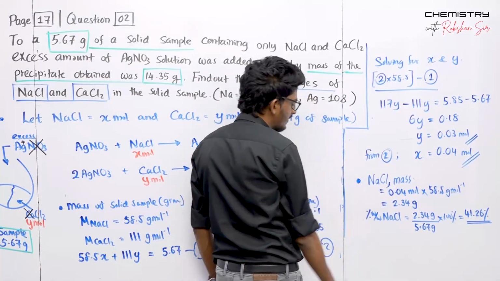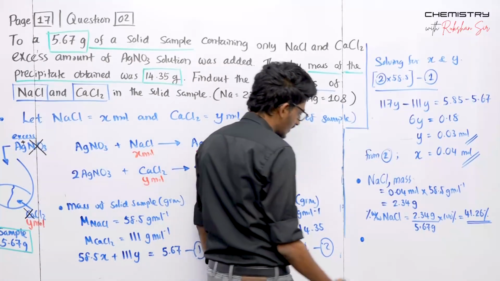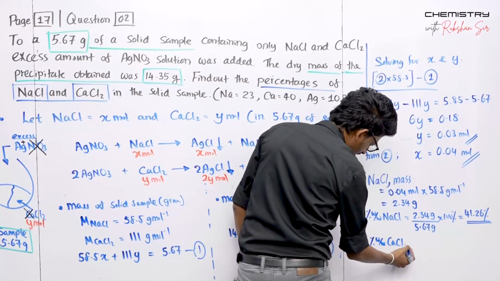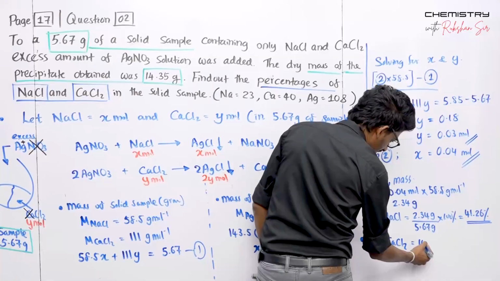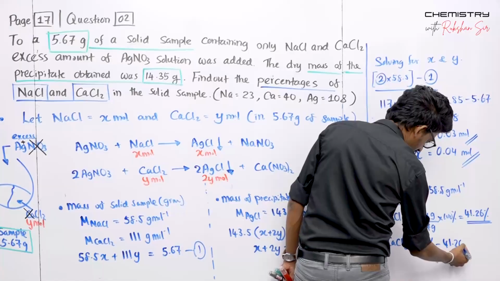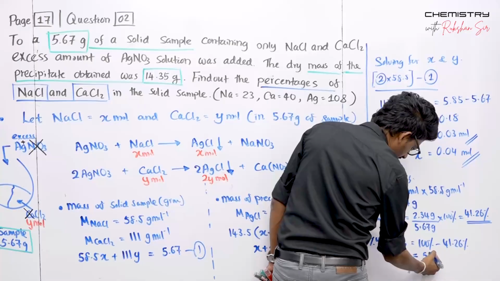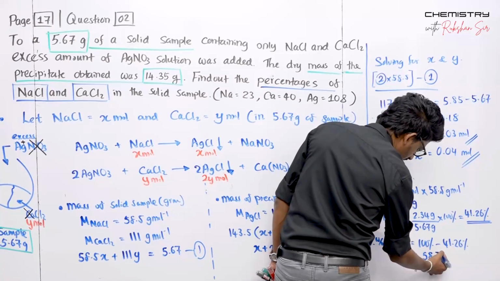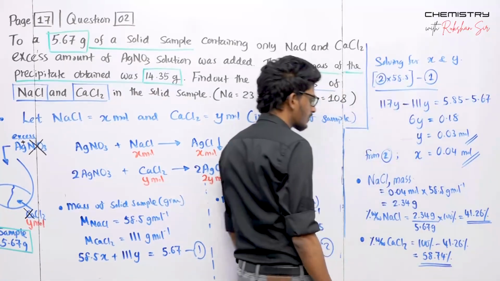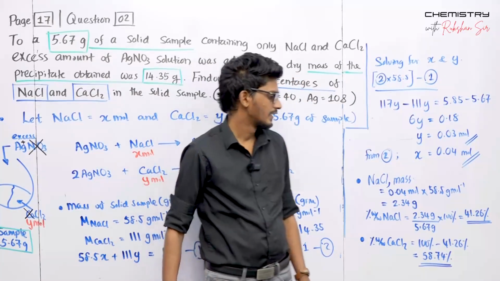As only NaCl and calcium chloride are present in the mixture, we can come up with the calcium chloride percentage as 100% minus the NaCl amount, because only those two are available. So that will be given as 58.74. Right, that is how we are supposed to solve this kind of question. Just copy it down.